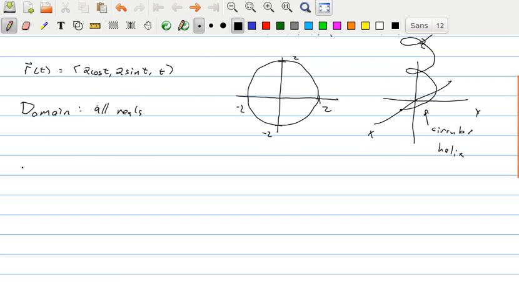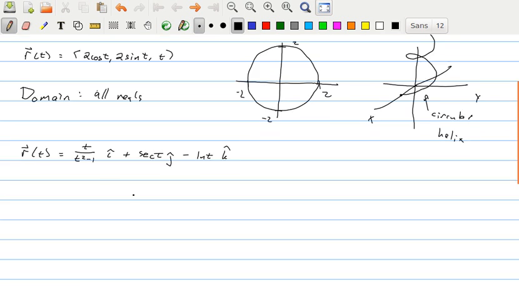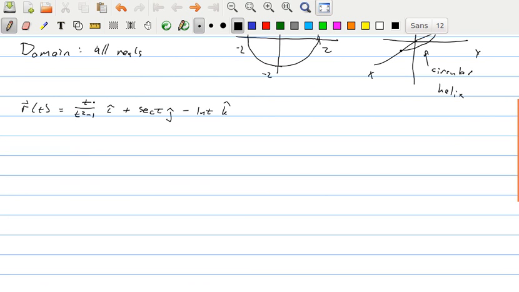So the domain of this function is going to be all reals, because there's no value you can plug into here that'll make anything undefined. If we look at a slightly more interesting function, let's say r of t is, using standard vector notation, t over t squared minus 1 i plus secant t j minus ln of t k. If we look at the domain of this function, first off, from the first component, I see that t can't be 1 or negative 1, because that would make the i component undefined.